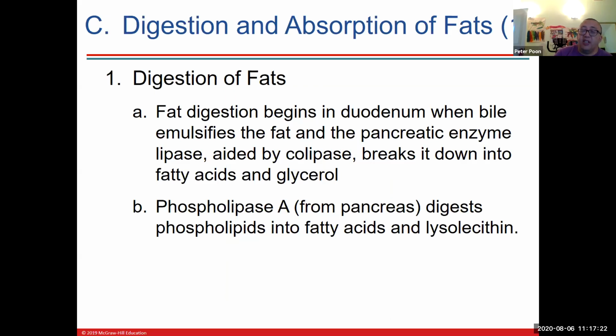The last one is digestion of fats. Fats are a little bit different. Fat digestion begins in the duodenum with bile emulsifying the fat and the pancreatic enzyme lipase. It breaks fat down into fatty acids and glycerol.